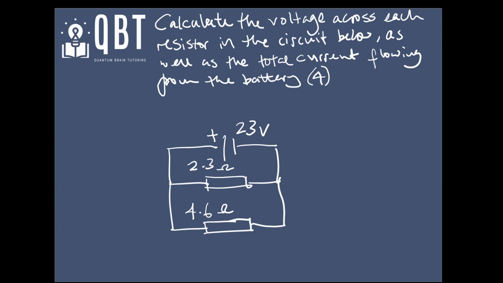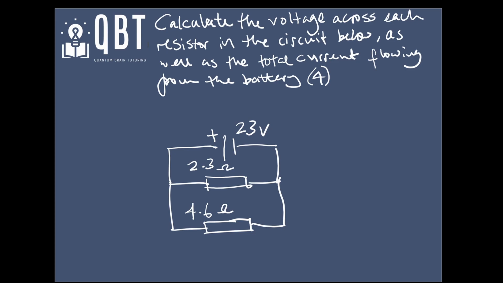Let's have a think about how we might use our knowledge of how current and voltage is distributed in parallel circuits to answer this question. The question says, calculate the voltage across each resistor in the circuit below, as well as the total current flowing from the battery. So it's flowing away from the battery. We want to find the total current that is coming from our battery.